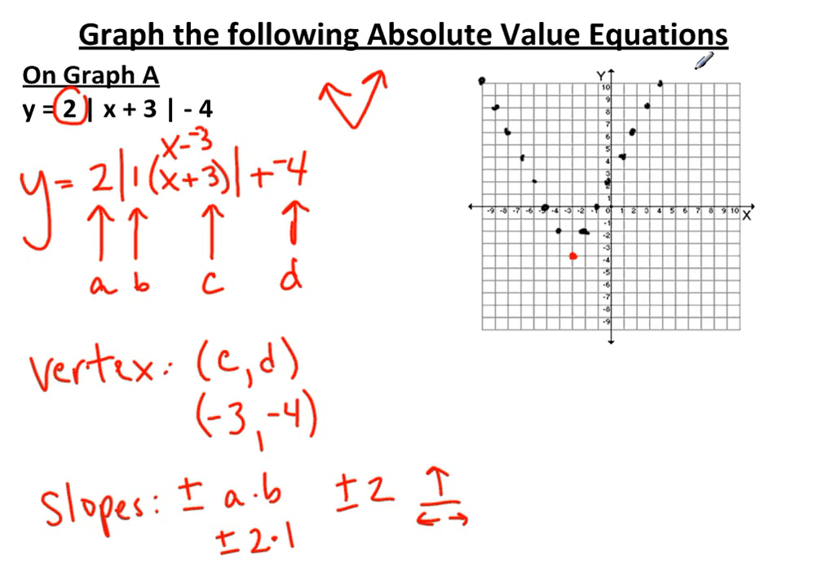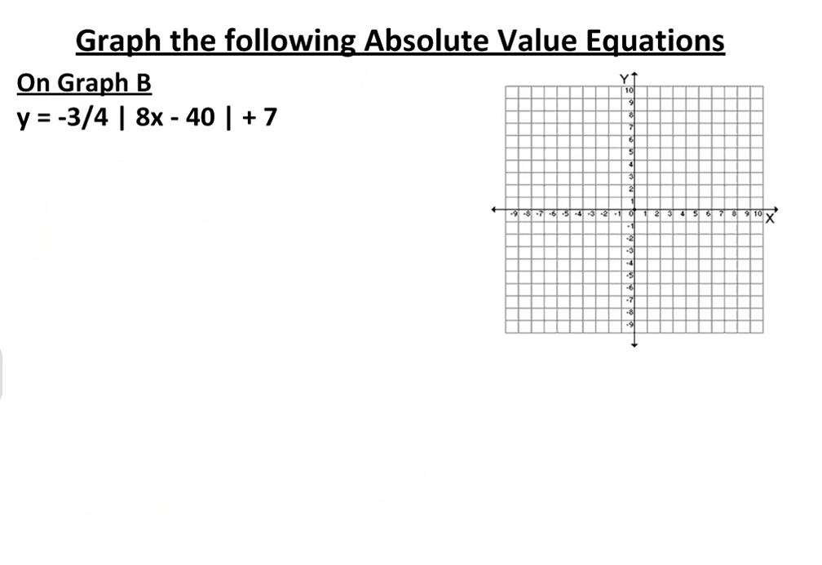And now all I'm going to do is connect these with 2 rays. It's a ray and not a line because it only extends in one direction. And there's my absolute value graph. This one gets a little bit more complicated. So let's think about what we have here.